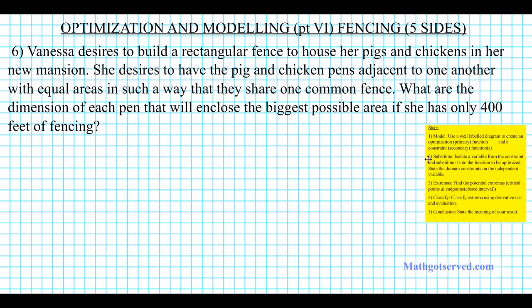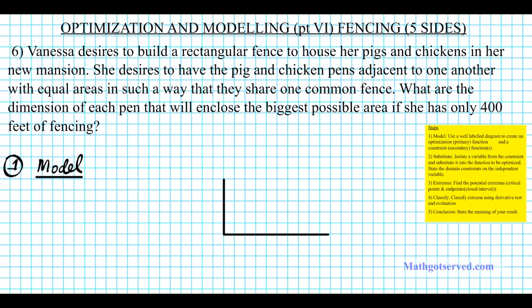Okay, so the 5 steps are placed on the side right here for reference. Step number 1 is modeling. Let's see if we can create a model of this situation. Alright, so let's go ahead and draw what the fence looks like. So we have a rectangular fence. So let's say something of this nature.